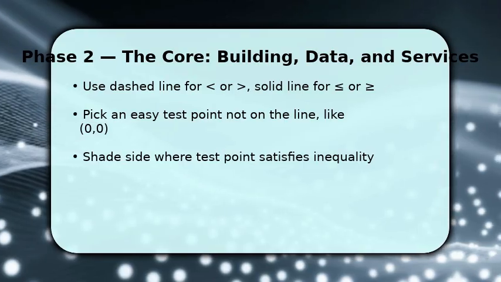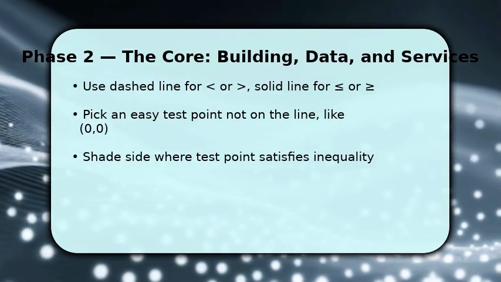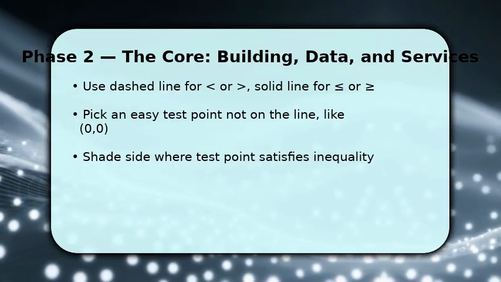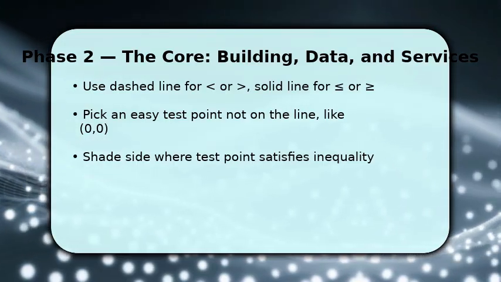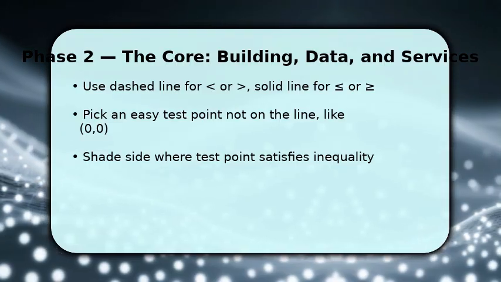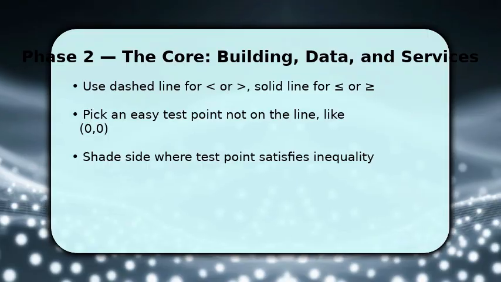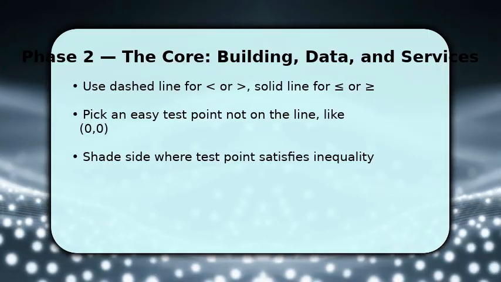Once done, pick a simple test point not on the line. 0, 0 is usually easiest, and substitute it into the original inequality to see if it holds. If it does, shade the side containing that point. If it does not, shade the opposite side. This confirms direction and prevents common shading mistakes.